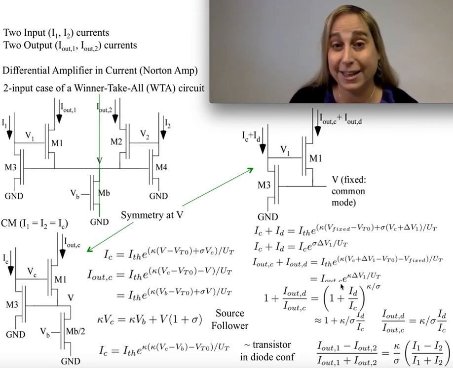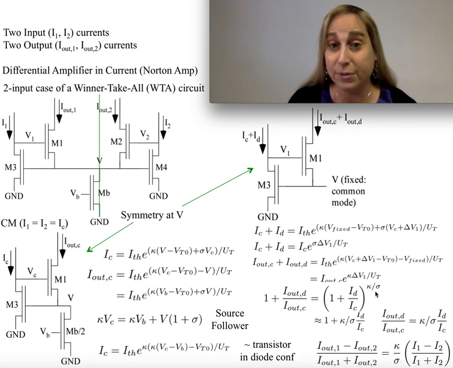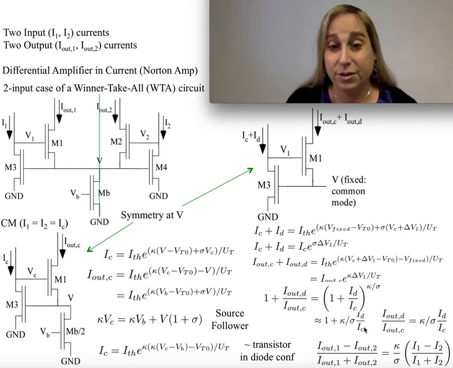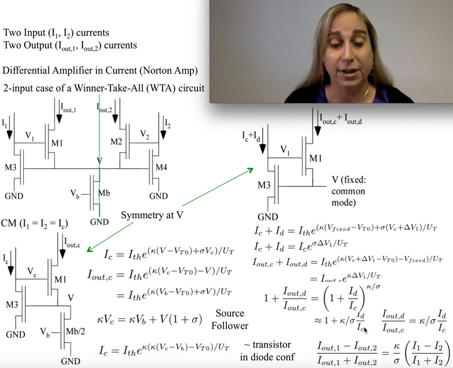The net effect is I get a power law. The change in this is actually going to be some kappa over sigma power law. Now kappa over sigma is a big number, typically hundreds or some other kind of number. Well, if I just take the first order term of the expansion of this, that's kappa over sigma times ID over IC. So that gain is going to be directly reflected in that differential to common mode current level.